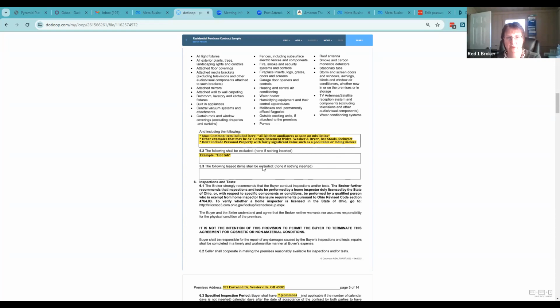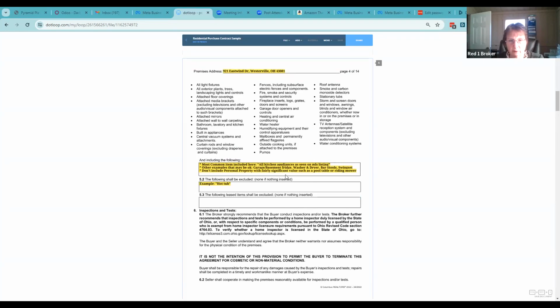The lease item section would be for things like security systems that could be leased, hot water tanks could be leased, propane tanks could be leased. There could be other leased items, and if they're not staying with the house, they need to be excluded from the contract right here. So I don't know if you've looked too many times at disputes and lawsuits that happen in contract law regarding real estate, but this section right here is responsible for a lot of it. And you just have to be really careful and make sure you over communicate.